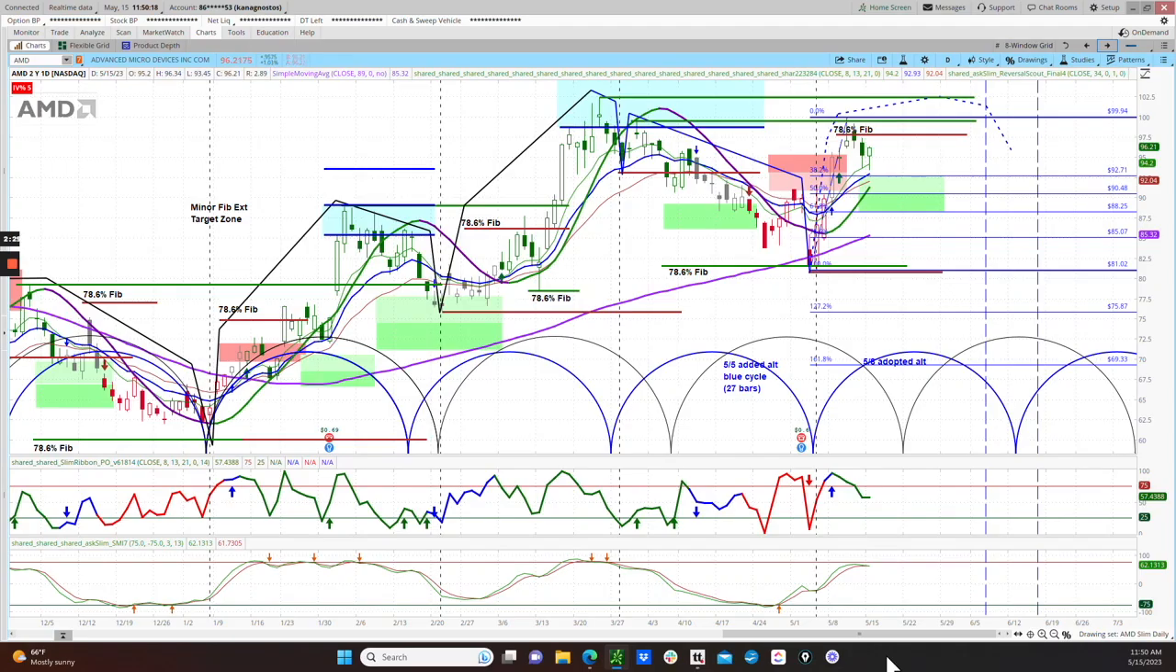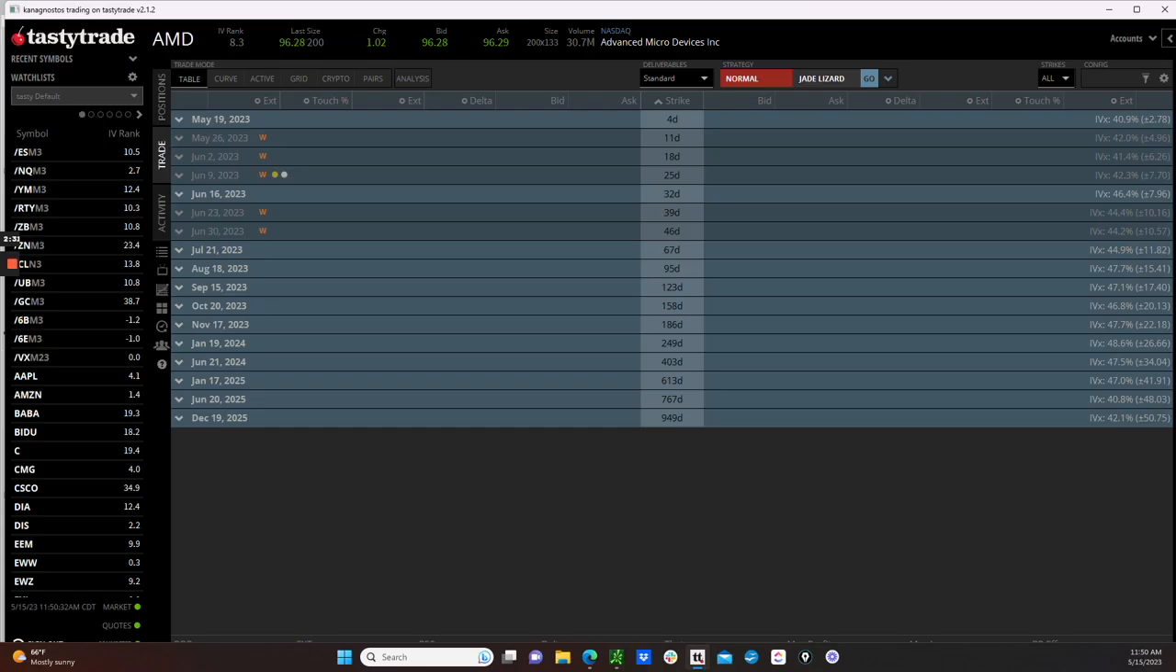Let's switch over to TastyTrade. I have AMD loaded in here, and although the IV rank is low at 8.3, the implied volatilities in these cycles are in the 40s. So that means we can look at short premium strategies and see if we're able to collect enough credit.